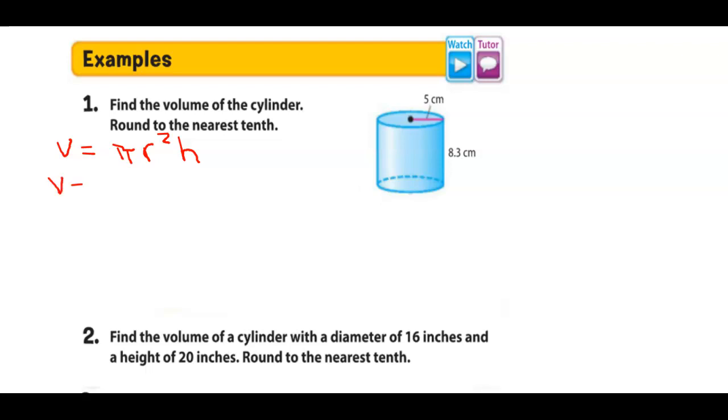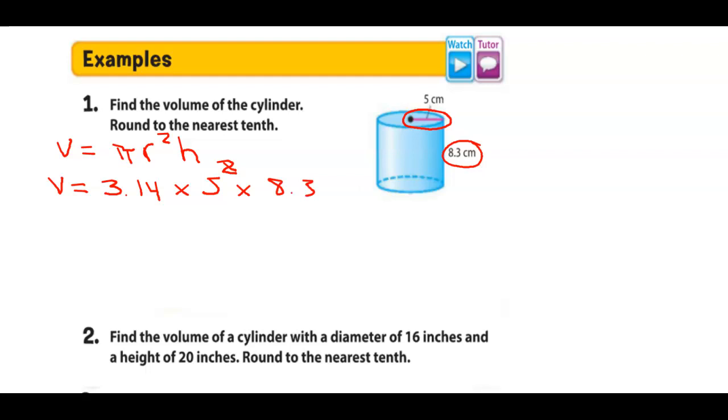Okay, so the volume is equal to pi, and let's go ahead and just use 3.14. If you have a calculator with the pi key, you can use the pi key. If you don't, just use 3.14. Let's go ahead and do times the radius. Now the radius is just halfway across the circle, so halfway across the top is just going to be 5, and we're going to have to square that because it's radius squared. Then we're going to multiply that by the height, and the height is simply 8.3.